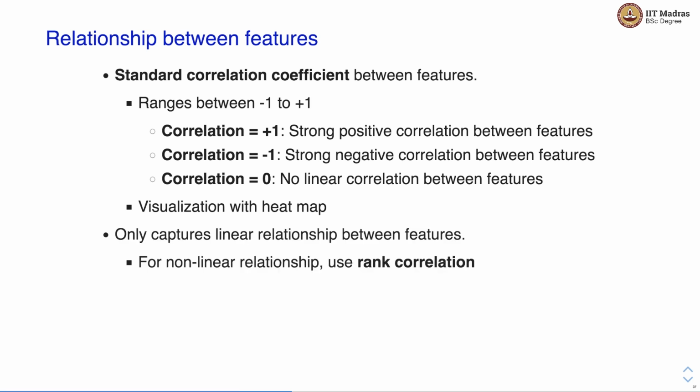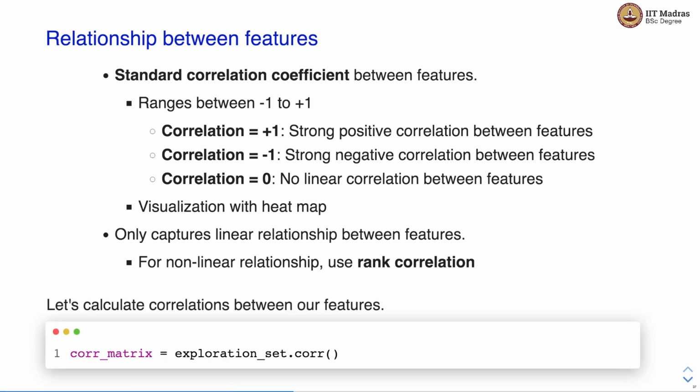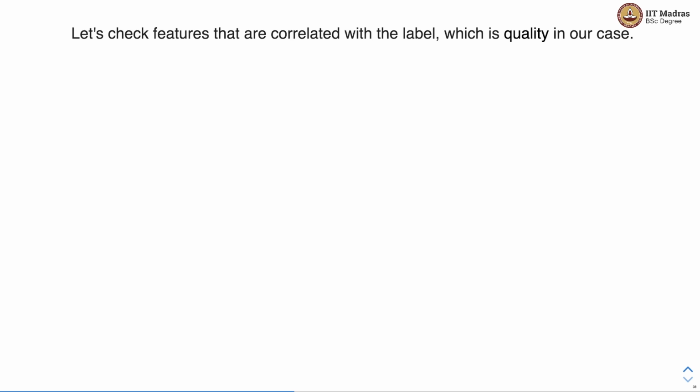Note that the standard correlation coefficient only captures the linear relationship between the features. If you suspect or believe that there is a nonlinear relationship between the features, you can use rank correlation for that purpose. Let's calculate correlation between our features. We can use the corr function for calculating the correlations between the features. Let's check out the features that are correlated with the label, and in our case the label is the quality of the wine.